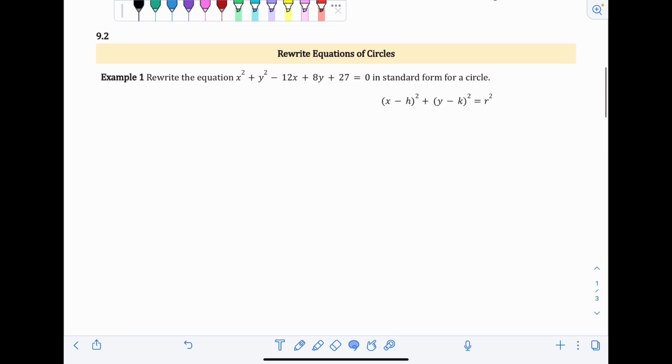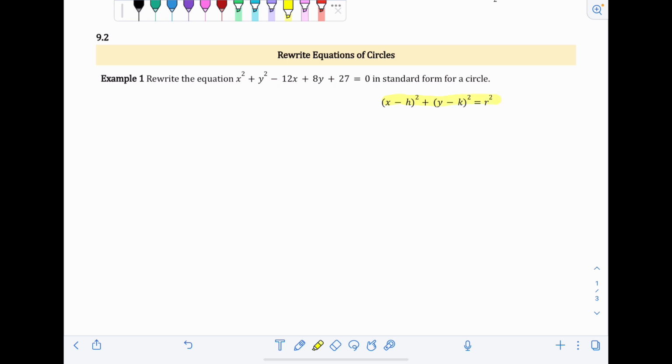So for example 1, rewrite the equation x squared plus y squared minus 12x plus 8y plus 27 equals 0 into standard form for a circle, which standard form is x minus h squared plus y minus k squared equals r squared, where h and k are the center of the circle.